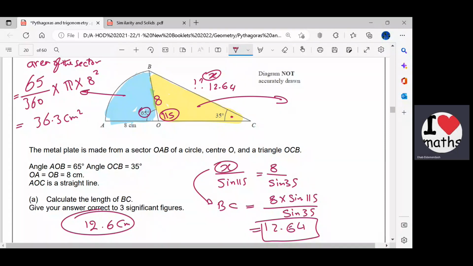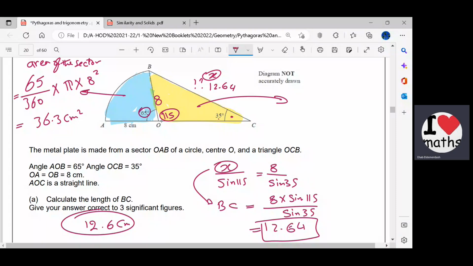8. Now you should find the angle between the two given sides. I have this angle at 35, this angle as well. What's the remaining? 115 plus 35, equal to... work on the yellow triangle. If I have the two sides, I should have the included angle.